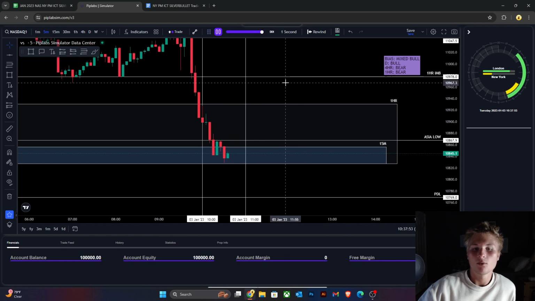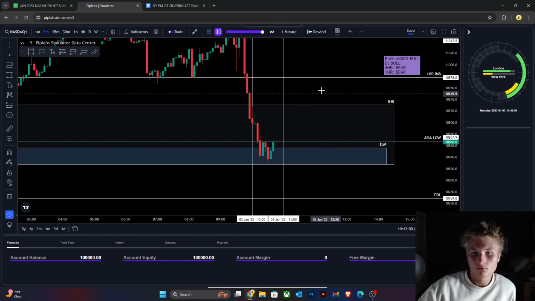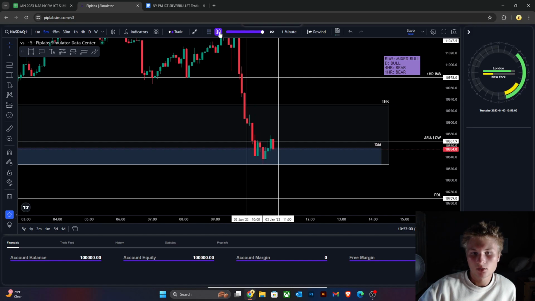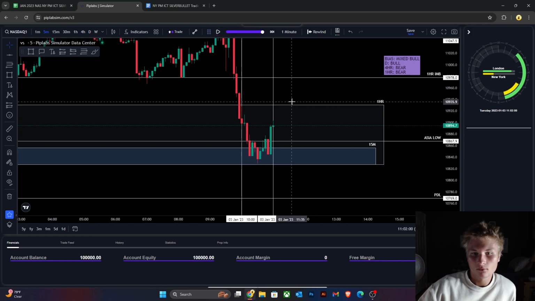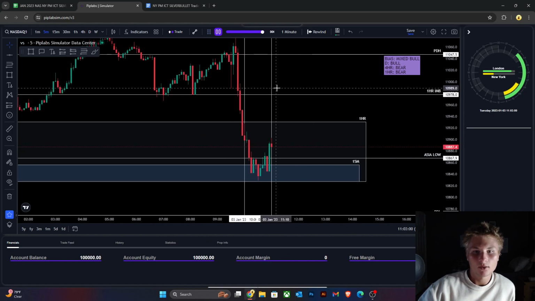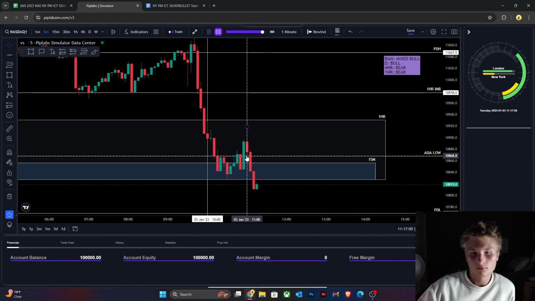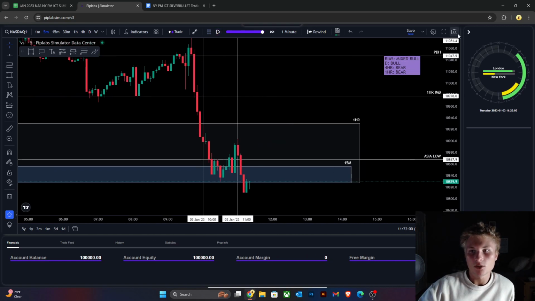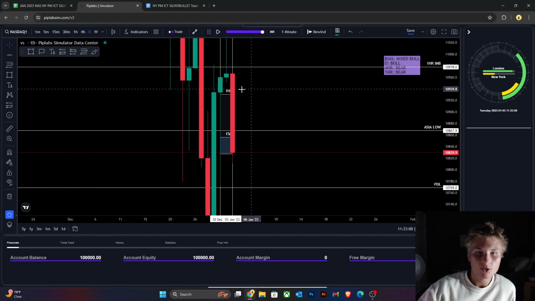Might not have a setup here, but let's see. Now we're getting our move. No fair value gaps left behind though. I mean, this is an imbalance, but yeah, not really any gaps left behind. So yeah, that's it. No setups here. We're bullish bias pretty much based on that daily being bullish.